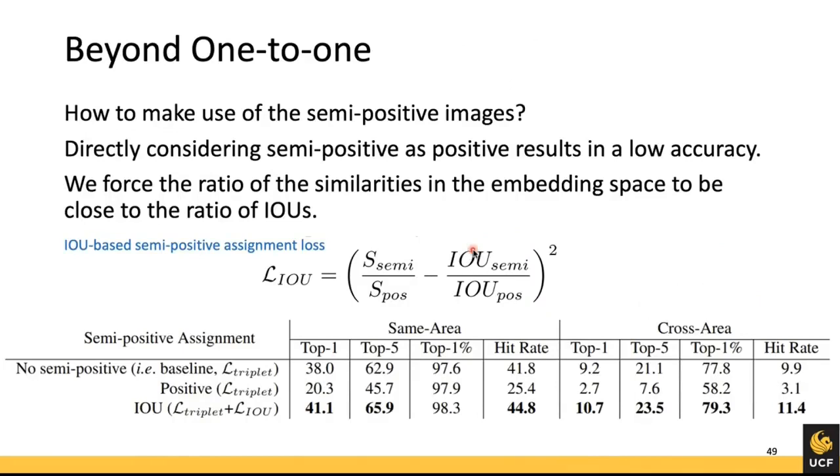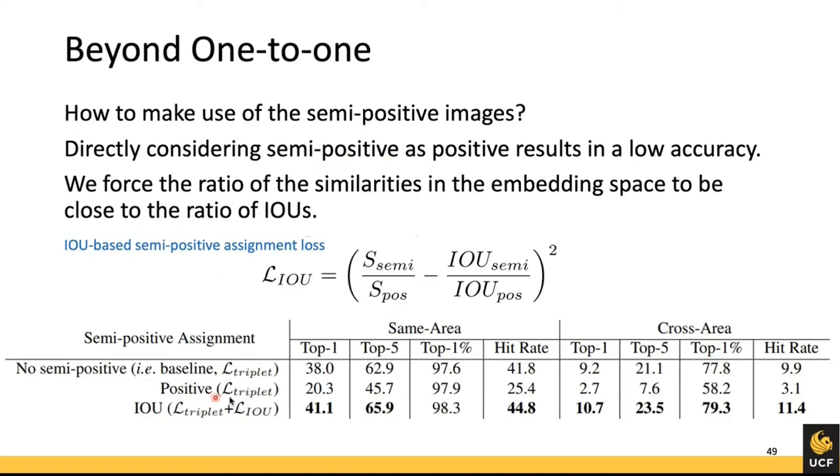Also in our setting, we don't only have one reference image for one query. We also have other references, especially these semi-positive images. So how can we make use of these semi-positive images? One simple and direct way is to consider these semi-positive images as positive examples, and just use that to train the model.